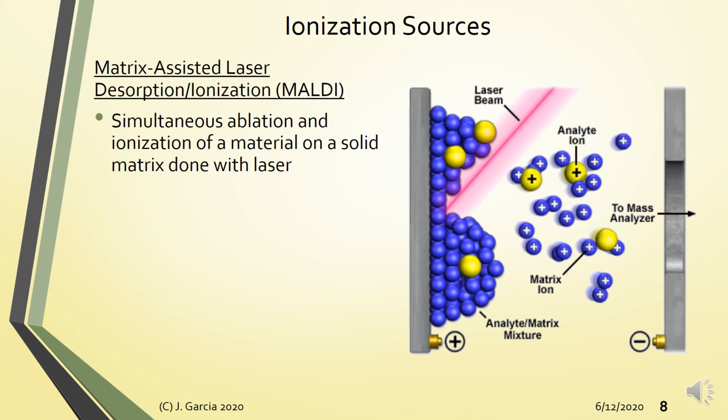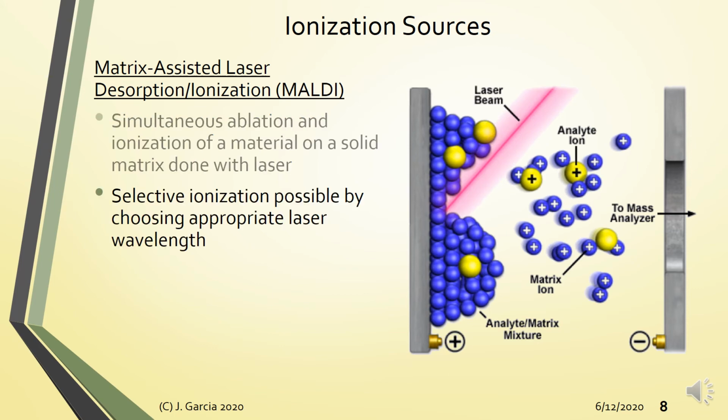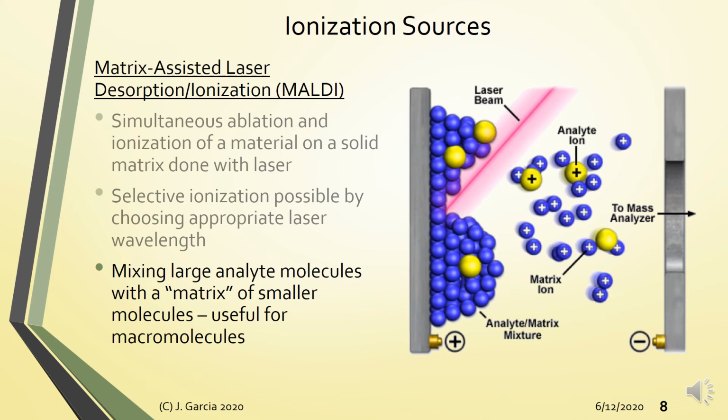So you mix your molecule into the matrix, and then using a laser beam, the laser beam induces simultaneous ablation and ionization of the material, which is adhered on a solid substrate. Now, selective ionization is possible by choosing the appropriate laser wavelength. So you can make it so that only the analyte molecule ionizes instead of the matrix molecule. This technique, MALDI, is used for the analysis of macromolecules, such as proteins. And this method is a soft ionization method.